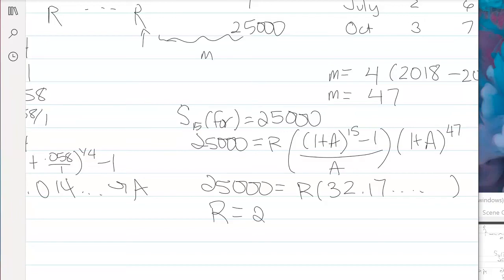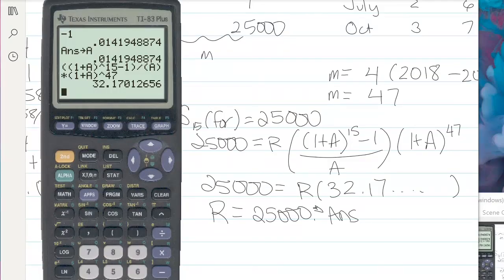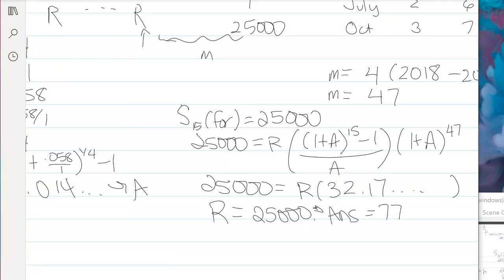Again, we're not going to divide by that, so we're not going to round that. We're going to get R is 25,000 divided by whatever that answer is in our calculator. And remember to use that, you do second answer. So our regular payment, we see is 777.118, and we round up. So we get this value as our regularly scheduled payment.